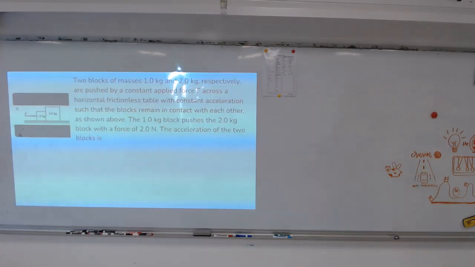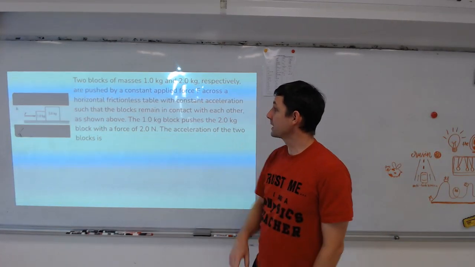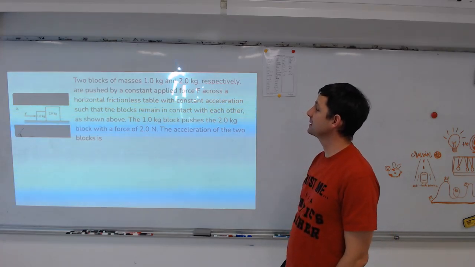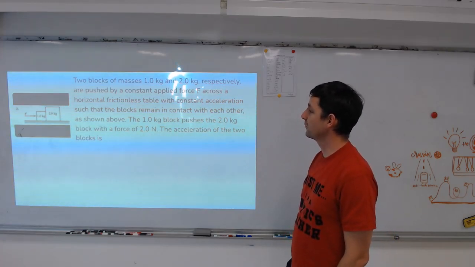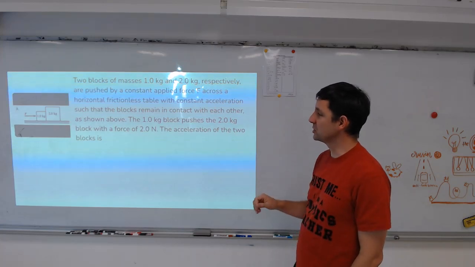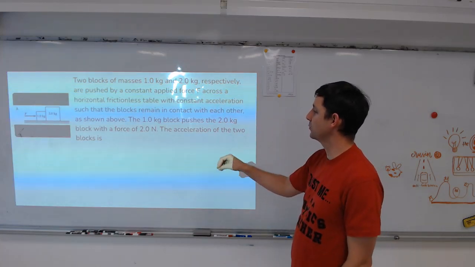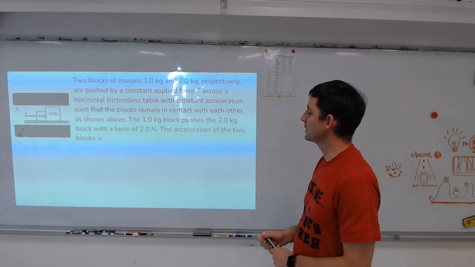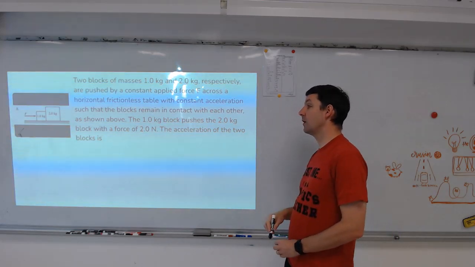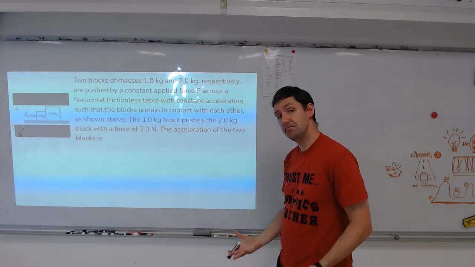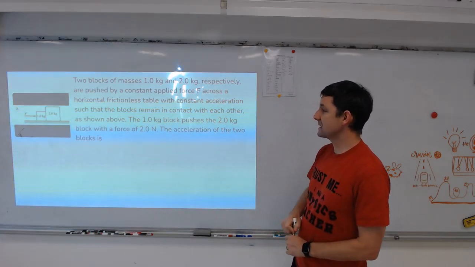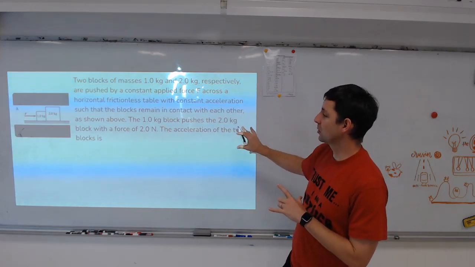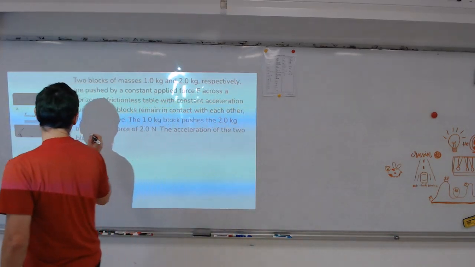All right? Two blocks of masses, 1 kilogram and 2 kilogram, respectively, are pushed by a constant applied force across a horizontal frictionless table with constant acceleration, such that the blocks remain in contact with each other as shown above. The 1 kg block pushes the 2 kg block with a force of 2 newtons. The acceleration of the two blocks is, all right, well, let's think about it. We have the 1 kilogram block pushing the 2 kilogram block with a force of 2 newtons.